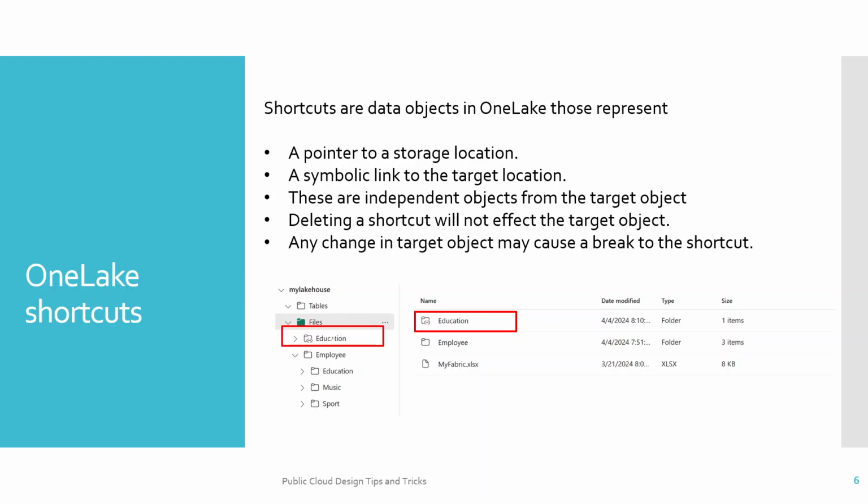Now, how it looks: in a Fabric view, if you see the red boxes here, these are the shortcuts. Basically the shortcut icon looks like this. I will explain how to create a shortcut.